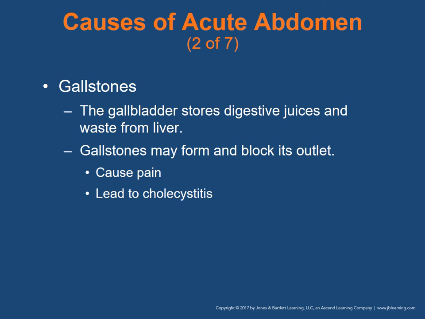So right upper quadrant pain. My next question, like we talked about, is do you also have pain in the right shoulder? If they say no, then it might only be, at this stage, that they have a gallstone somewhere. But if there is referred pain to the right upper shoulder, there could be a very good chance that it is cholecystitis.